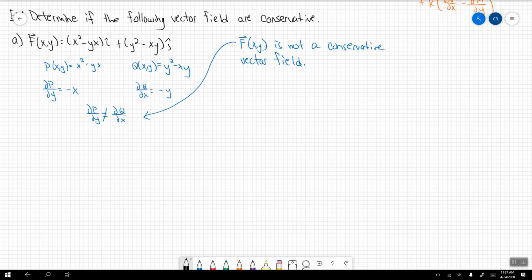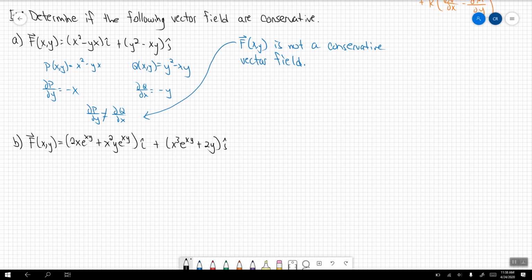All right, let's look at part B. For part B, I want to look at this vector field, let's say F of x, y. This is going to be 2x e to the xy plus x squared y e to the power of xy in the i component, plus x cubed e to the xy plus 2y in the j component.